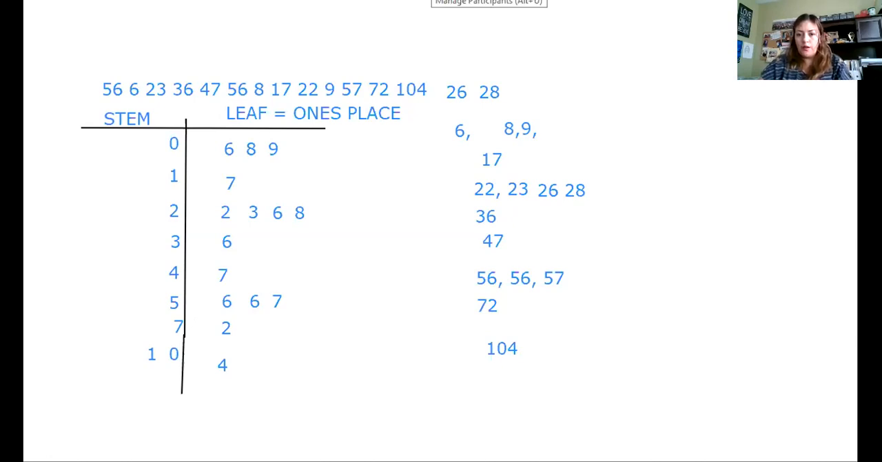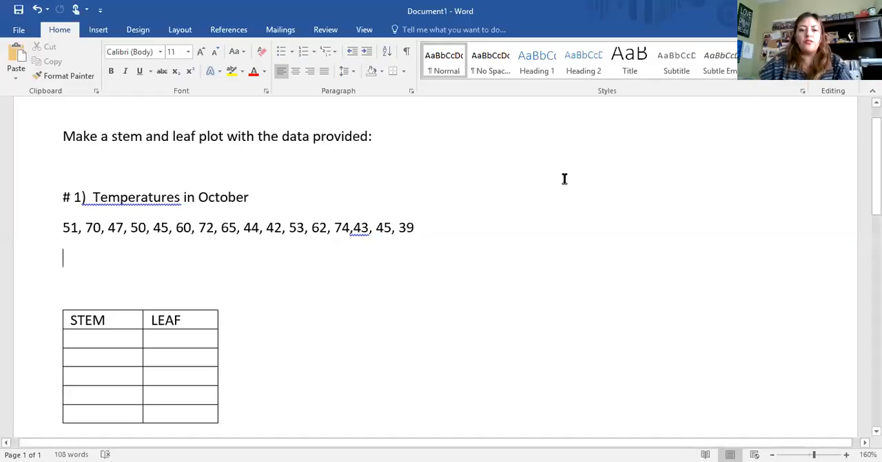Now I want to show you how a stem and leaf plot problem would look. So I need you to pay attention, please. Okay, let me find it. Okay, so I want you to take a look at this problem. It says, make a stem and leaf plot with the data provided. Problem number 1, temperatures in October. So you have 51, 70, 47, 50, 45, 60, 72, 65, 44, 42, 53, 62, 74, 43, 45, 39.